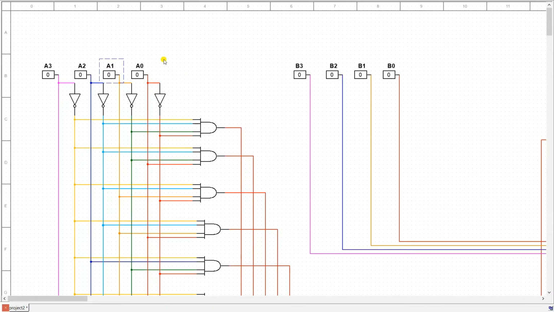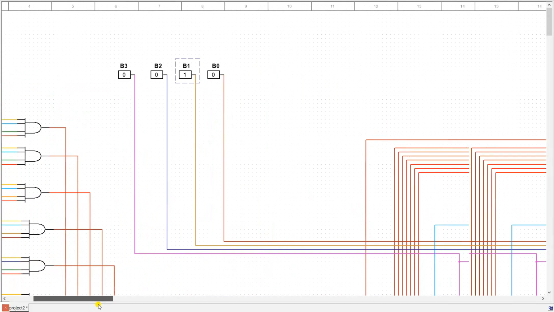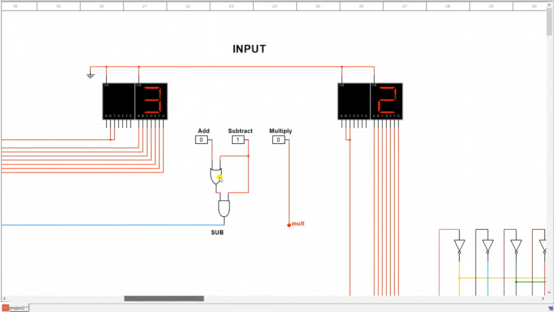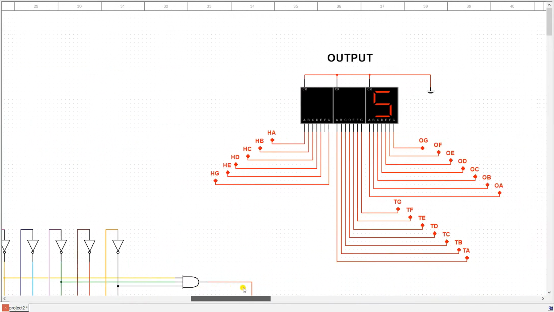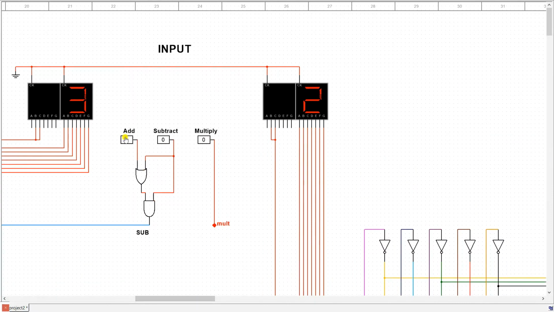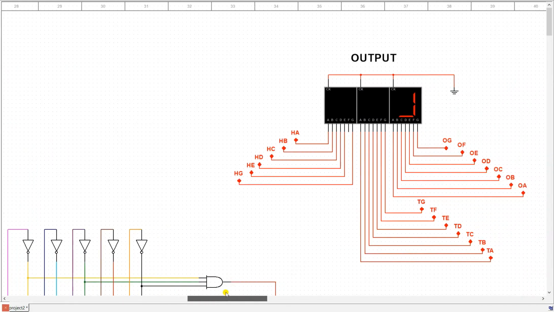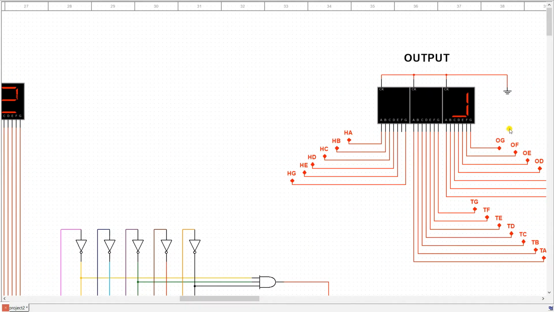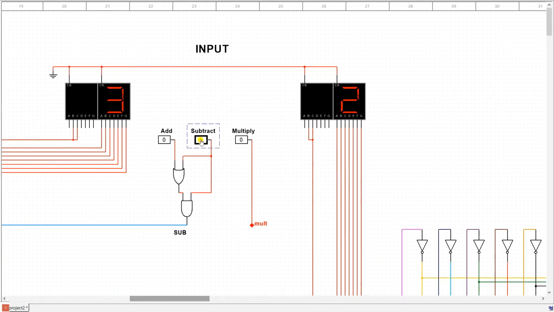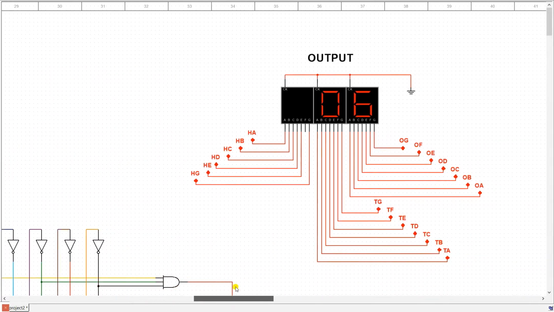For the actual testing of our calculator, we first input 0011 as the first number and 0010 as the second number. The input decodes to 3 and 2. If we put 1 at the addition input, which is to add the numbers, the result will be 5. If we turn off the add and turn on the subtract, we subtract the numbers, 3 minus 2, which is equal to 1. And then if you multiply it, 3 times 2, the answer will be 06.